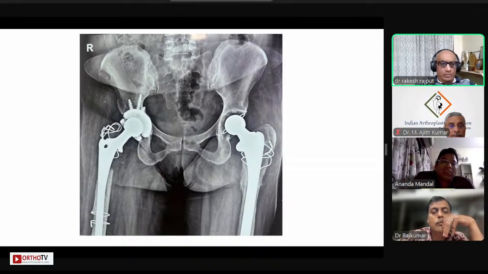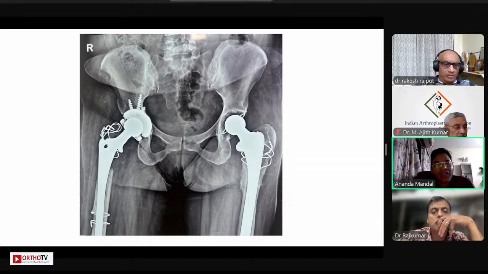Okay. What stem is this one? This is solution, I think. Is it? The left side is solution, not the right side. No, the right side stem is a locally made stem. The left side is solution. Yeah.